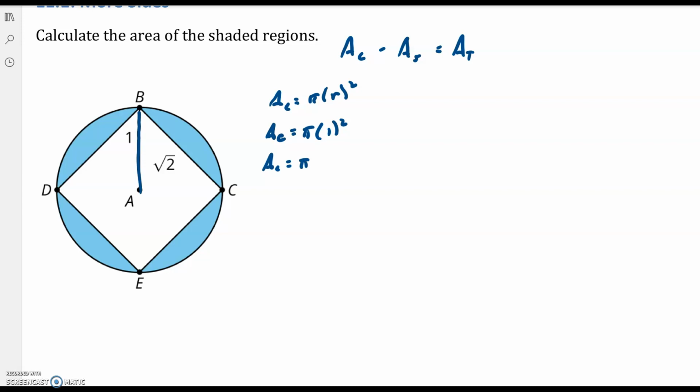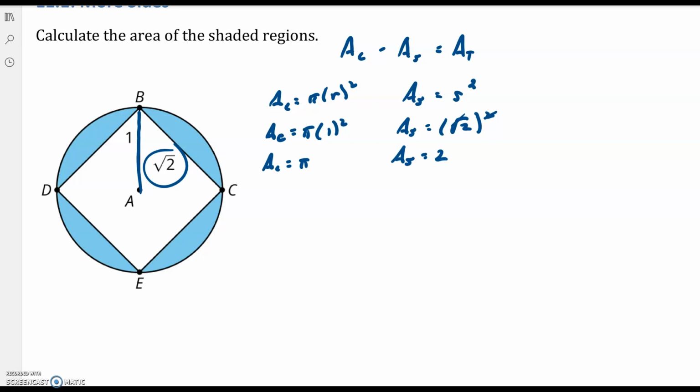Now I need to find the area of this square. The area of a square is a little bit easier to find. We just need to find the side length of the square and then square that side length. I notice that the side length here is the square root of 2. So I need to take that square root of 2 and square it. When I square the square root, they cancel, so the area of my square is 2 square units.